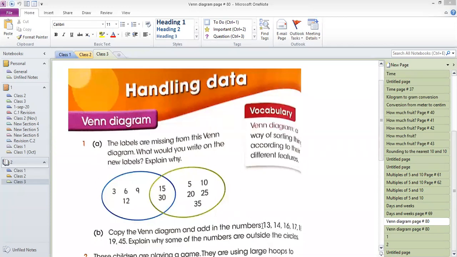If 13 is one that belongs to multiples of 3 as well as 5, then you write it in the middle, the common area. Same, you will check 14. If 14 belongs to multiples of 3, right here. If 14 belongs to multiples of 5, right here. And if 14 belongs to both multiples of 3 and 5, then you will write it in the common area. And if it does not belong to multiples of 3 and multiples of 5 both, you will write it outside the circle. It will not be in the circle. Do you understand, guys, how you have to do it?